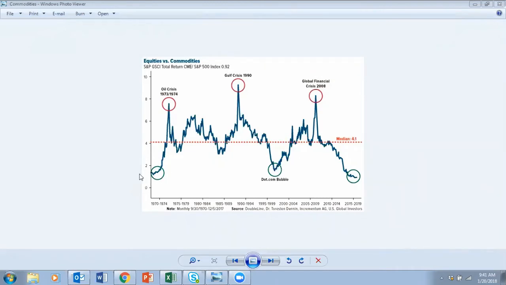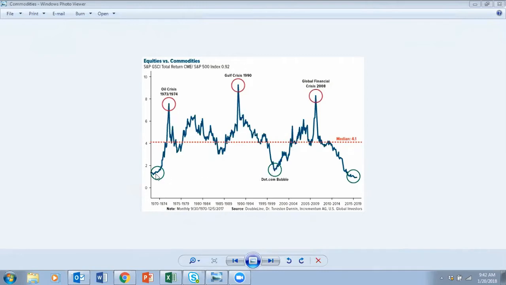Conversely, anything below where these green circles are would be areas where there were extensive or historically huge amounts of undervaluation of commodities versus stocks. So we are in a situation here, if you can see, this chart goes all the way back to 1970. So this is about 48 to 50 years here. And we could see that there were three instances where we have this huge amount of undervaluation of commodities versus stocks.